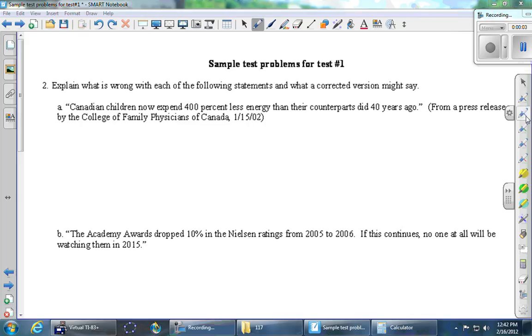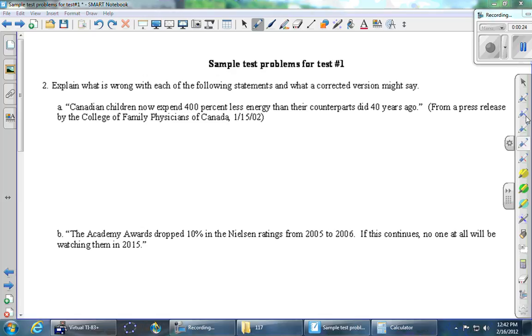This is problem number 2 on the sample test problems for test number 1. Explain what is wrong with each of the following statements and what a corrected version might say. A. Canadian children now expend 400% less energy than their counterparts did 40 years ago, from a press release by the College of Family Physicians of Canada, 11702.